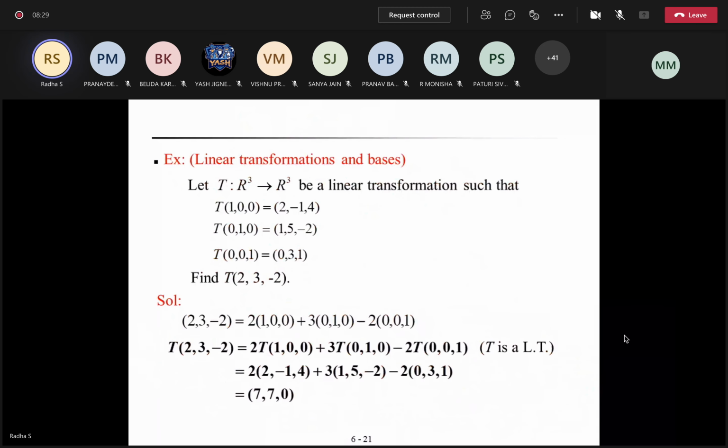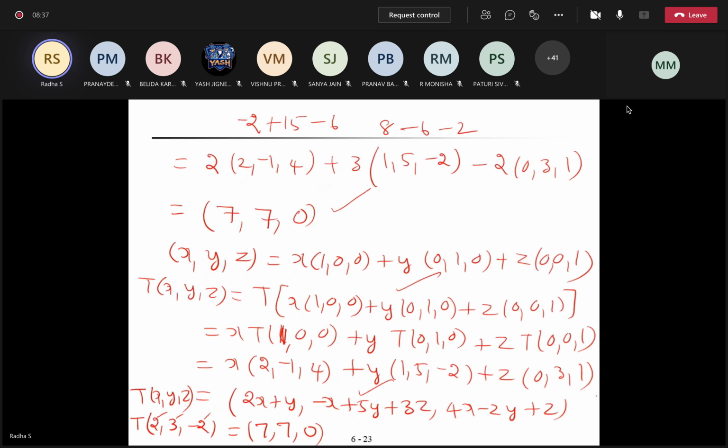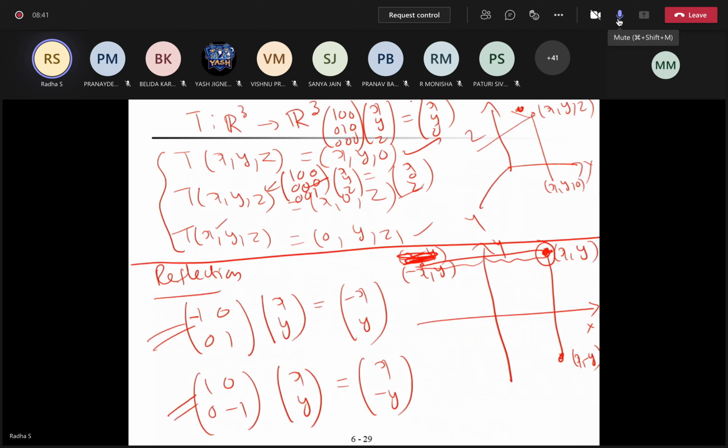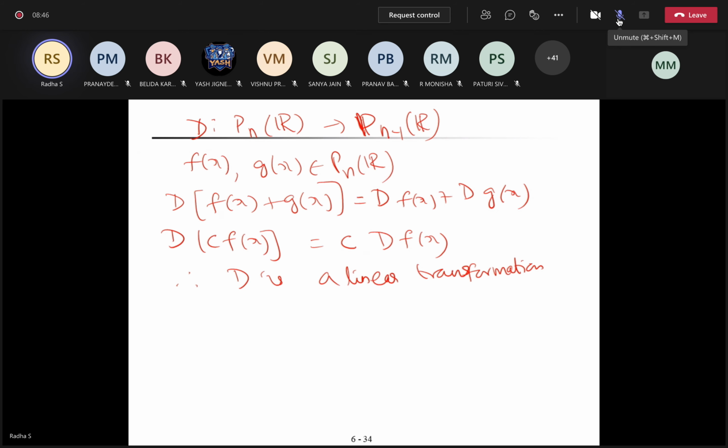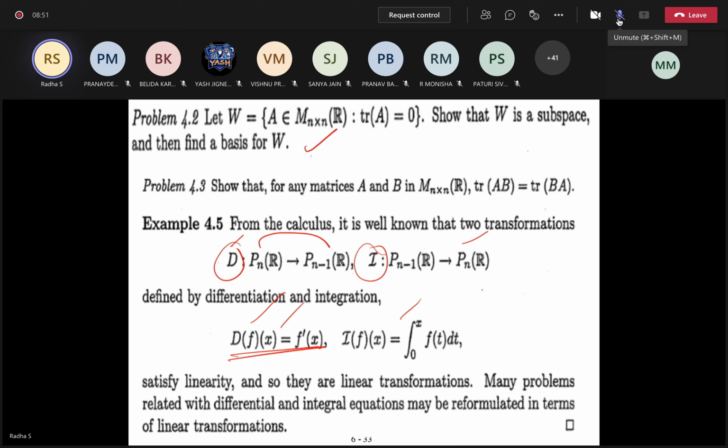This question we completed, right? This one we completed? Yes, this is done. We have also done the rotation part. I think rotation, projection, everything we have completed. This example, have you seen? Check whether trace of A is 0. This example, problem 4.2. Yes, ma'am. The trace one we have seen. The full page is completed.